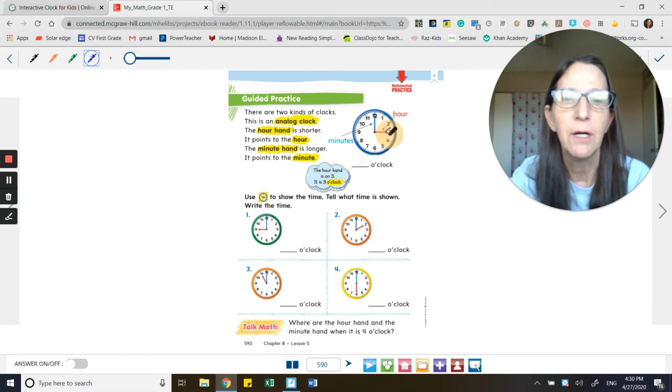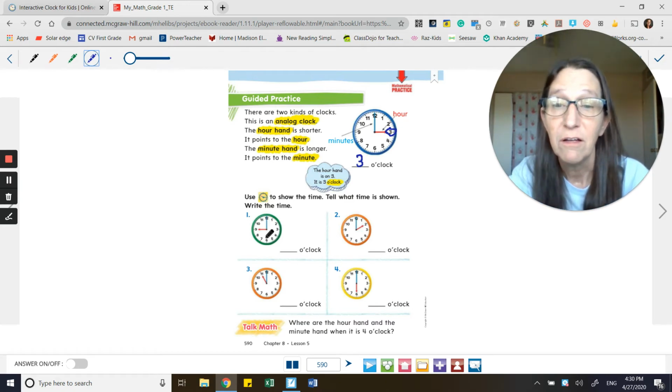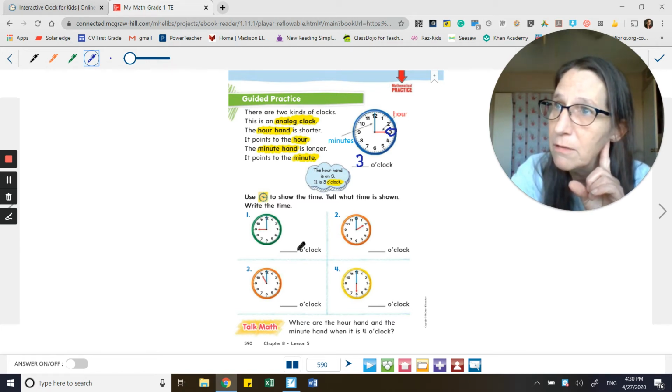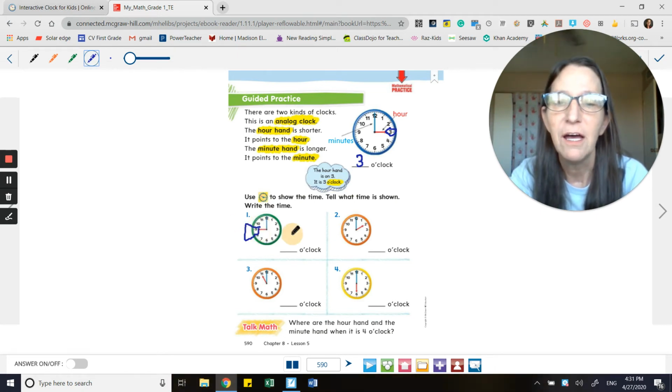So what time is it? Look at this number right here. What does that say? Yes, it is 3 o'clock. It's 3 o'clock. This is easy, huh? Have a look at this one. What time do you think this one is? You tell me. You got it. Find the number over here. What is it? It is 9 o'clock.